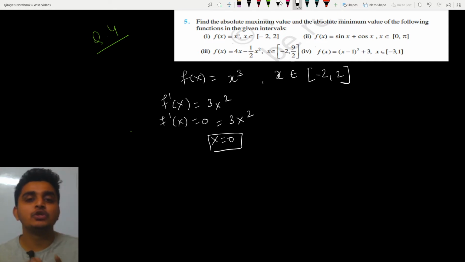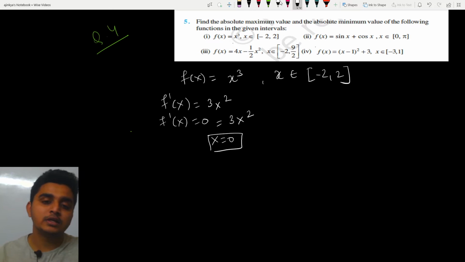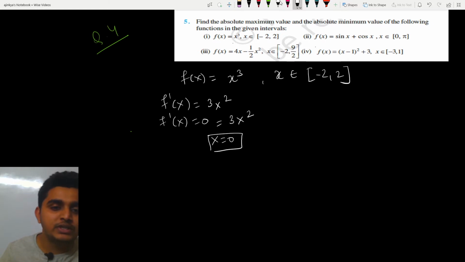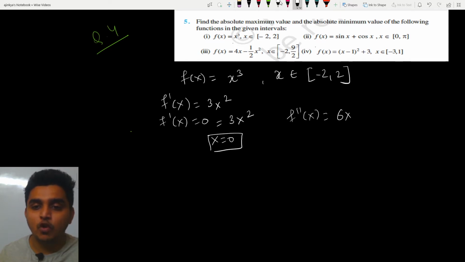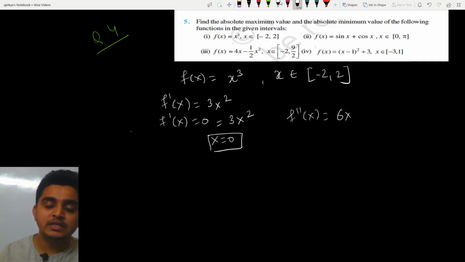So at x equals 0, this is a turning point. Here we have one specific value. Now if we want to use the second derivative test, f double dash of x equals 6x. If we plug in x equals 0 over here, then we don't find any exact circumstance where we can tell whether the number is negative or positive. So it means that the second derivative test over here fails, right?